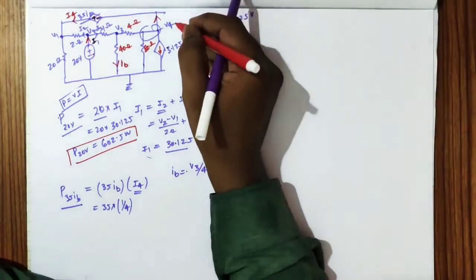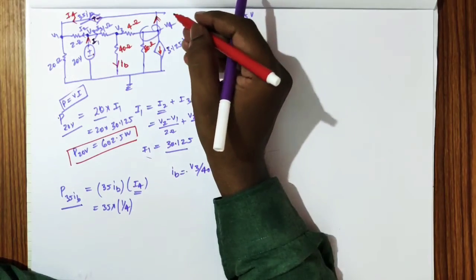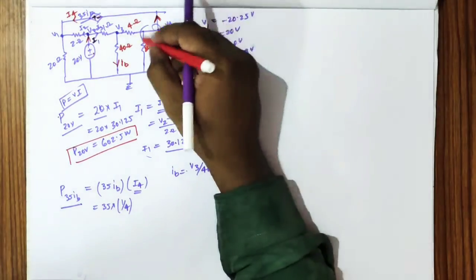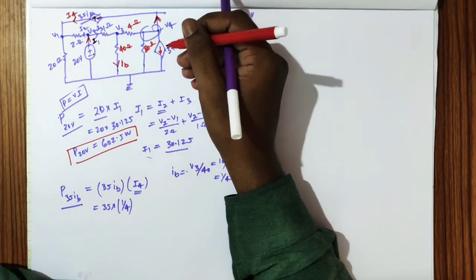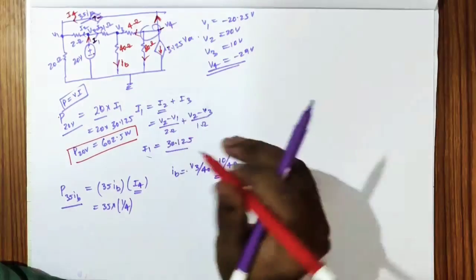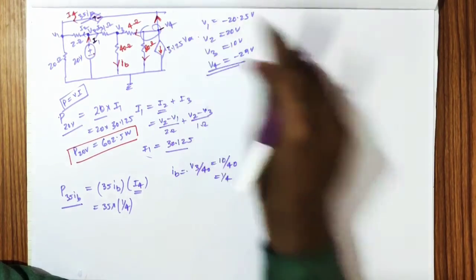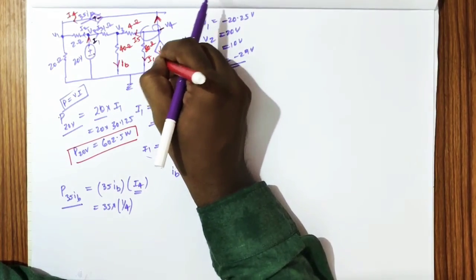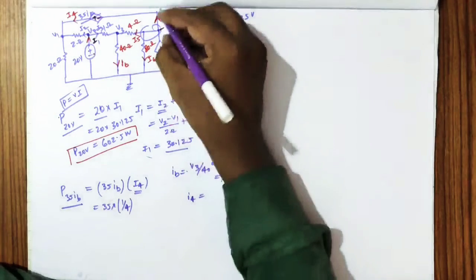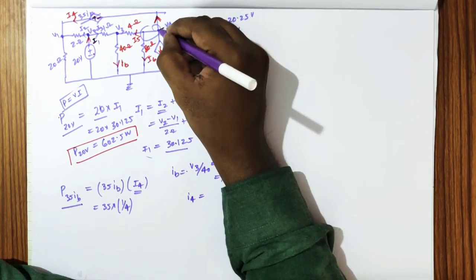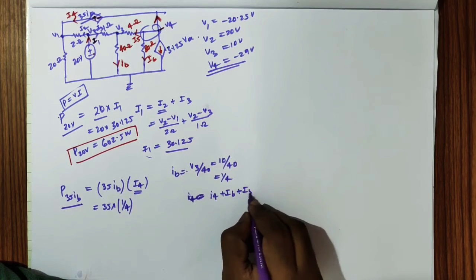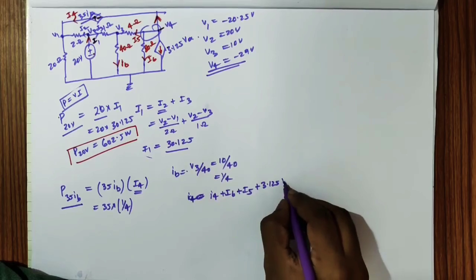How will we find I4? We have V3 here. Let us take this node voltage. By KCL, this is one node; let us say this is I5 and this is I6. Current entering should equal current leaving. Every current is leaving, therefore I4 plus I6 plus I5 plus 3.125 VA equals 0.